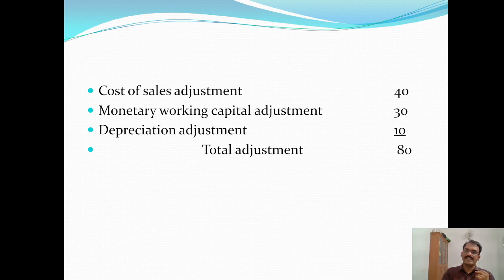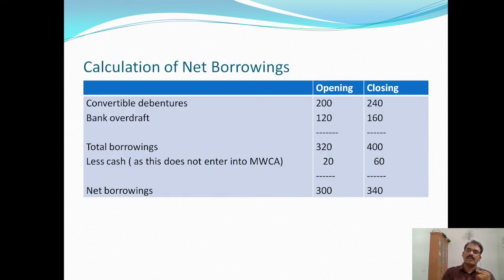Then cost of sales adjustment given in the question is 40. Monetary working capital adjustment 30. Depreciation adjustment 10. So total of the adjustments is 40 plus 30 plus 10, 80. That is A. Okay. Then calculation of net borrowings. First of all, we have to calculate net borrowings, then net shareholders funds.